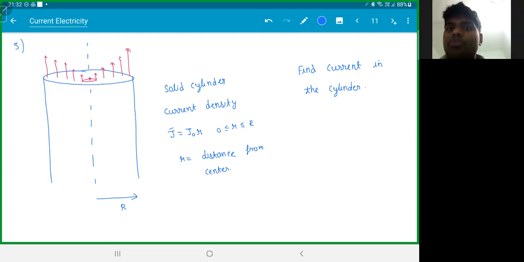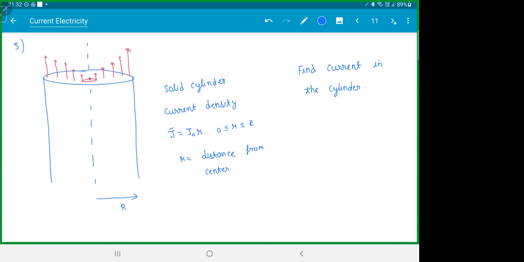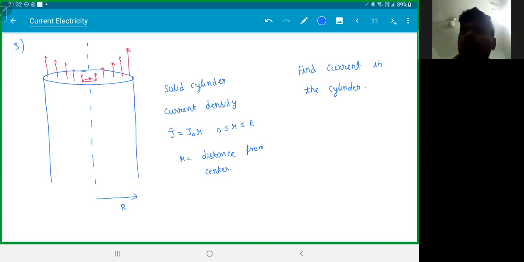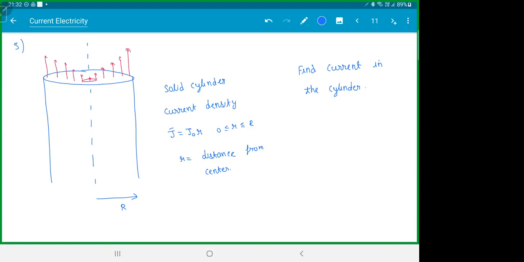Sir, above you showed the direction of that area. Come again. Above the rays you showed for that J naught. No? J naught, J naught.